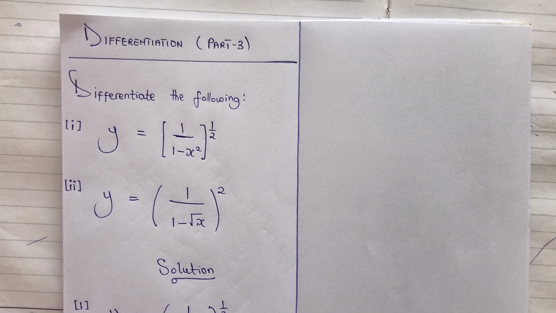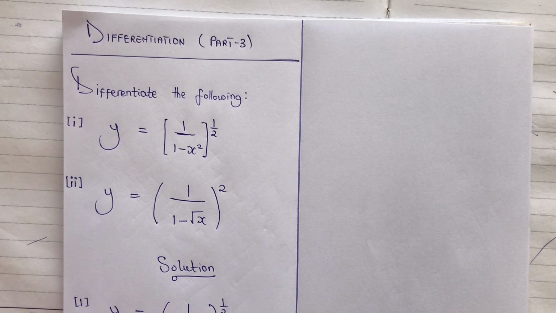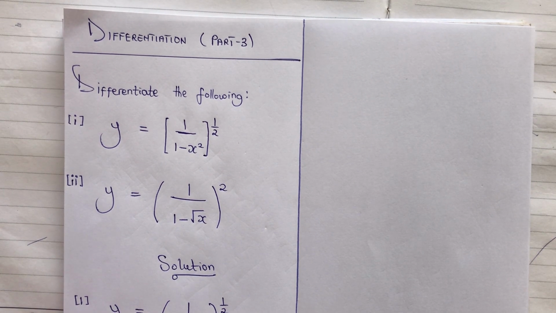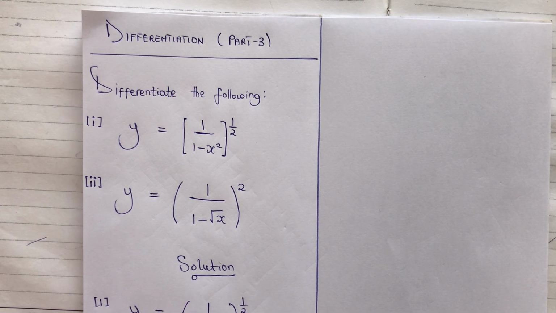My name is Dan and I'll be taking you through two separate functions here and how to differentiate them. I have selected these functions specifically for those who have issues differentiating functions like this. I have here a function y equal to 1 over 1 minus x squared, all to the square root, or 1 out of 2. Then we have y equal to 1 over 1 minus root of x, all squared.